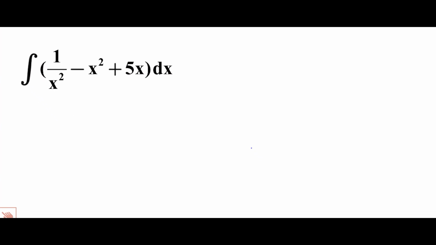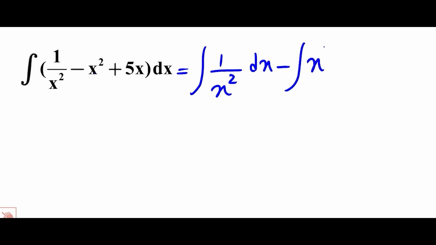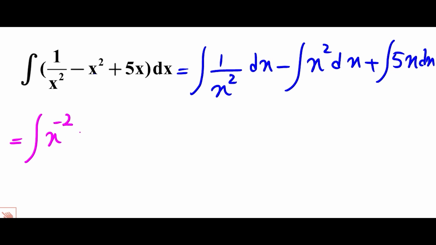The integral of 1 over x squared minus x squared plus 5x dx equals the integral of 1 over x squared dx minus the integral of x squared dx plus the integral of 5x dx, right? So we have the integral of 1 over x squared equals x to the power of negative 2 dx minus the integral of x squared dx plus the integral of 5x dx.